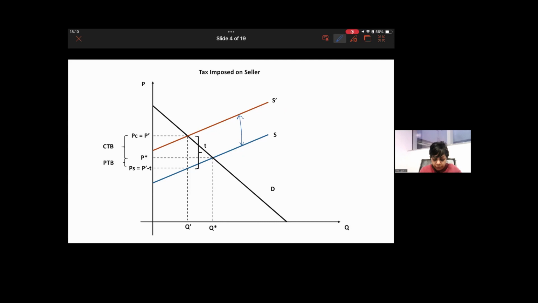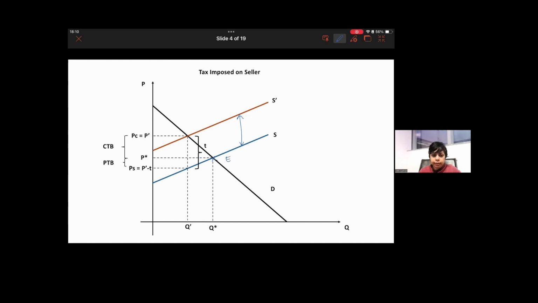Okay. Now, initially, what was the equilibrium point? This point was the equilibrium point, where the blue line intersects the black line. Let me mention it as E. And the price was P star. This was before imposition of taxes.